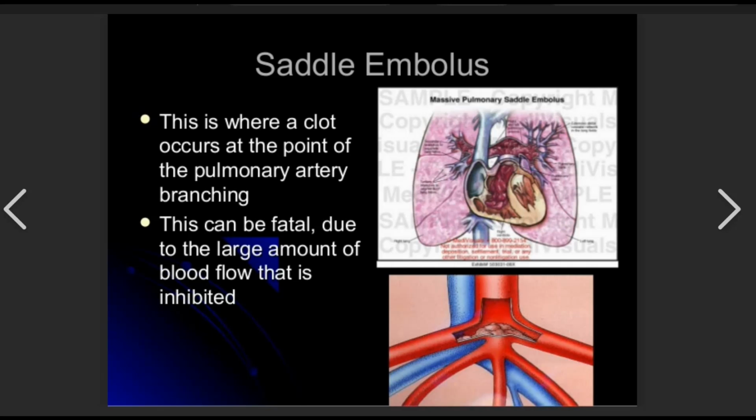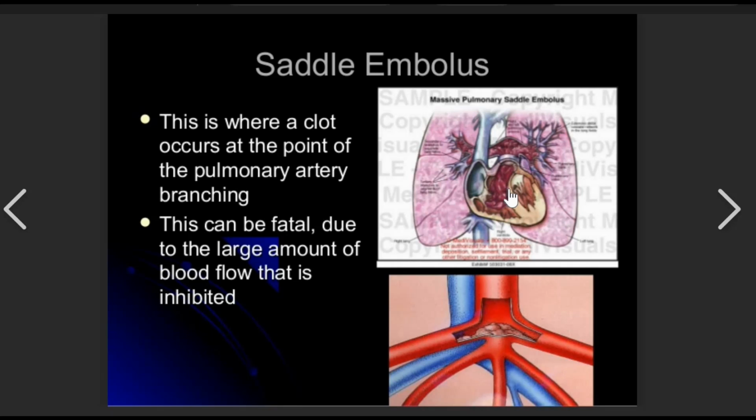What is saddle PE? Saddle PE means PE that occurs at the bifurcation of the pulmonary artery. Remember, from the right ventricle, the pulmonary trunk begins and it bifurcates. It divides into right and left pulmonary artery. If the emboli is at the bifurcation point, the dividing point, then it's called saddle emboli.